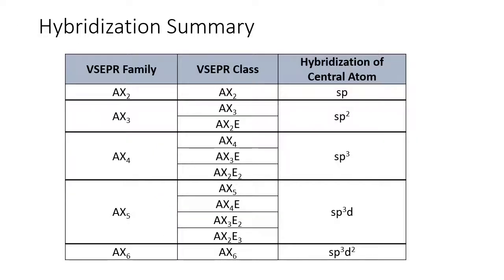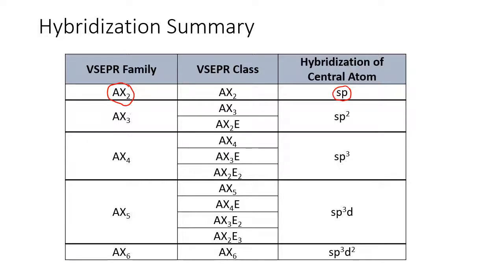The following is a summary that you also have in your handouts. It relates the VSEPR family to the hybridization of the central atom. So if you draw any structure and it's an AX2 type molecule or linear, the hybridization of that central atom is going to end up being sp hybridized. It'll have 2 equal energy sp hybrid orbitals.